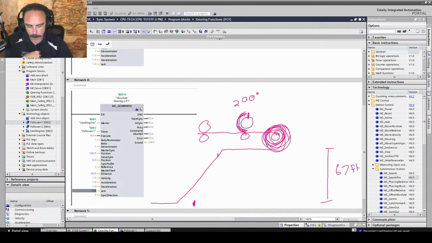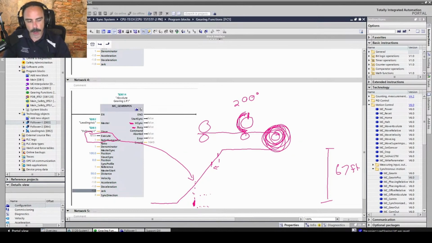But I'm firing this block way back here, and then it just sits idle and waiting, because it takes a calculation and says, okay, I'm going to have this master start distance. Here's my sync point, master start distance back, and then I'm going to start moving. But I actually do the execute way back here, and then it sits idle, and busy will be true, and then in sync will be false.